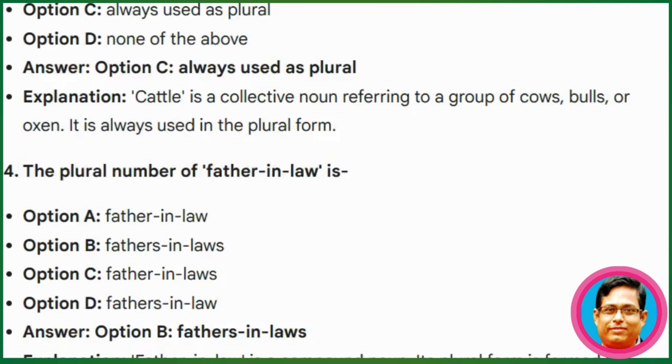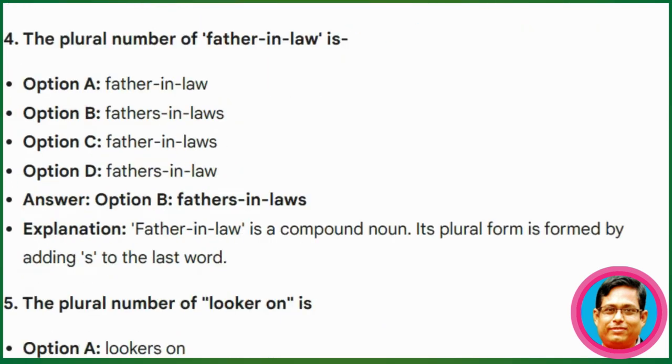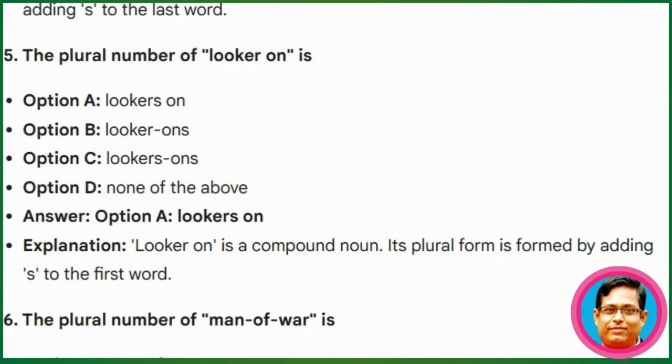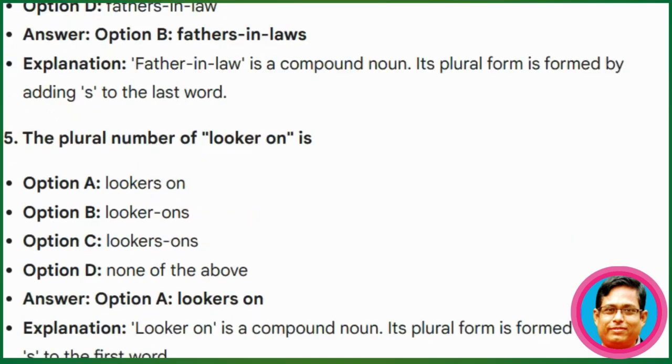4. The plural number of father-in-law is option A, father-in-law. Option B, fathers-in-laws. Option C, father-in-laws. Option D, fathers-in-law. Answer, option B, fathers-in-laws. Explanation. Father-in-law is a compound noun. Its plural form is formed by adding s to the last word.